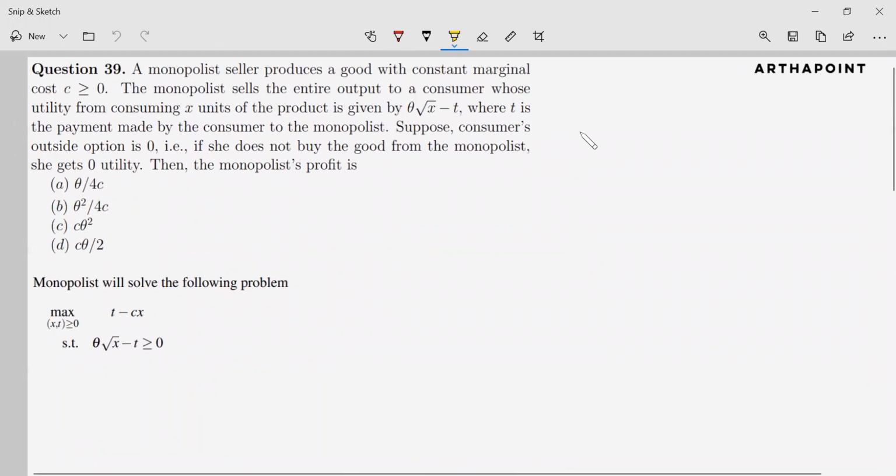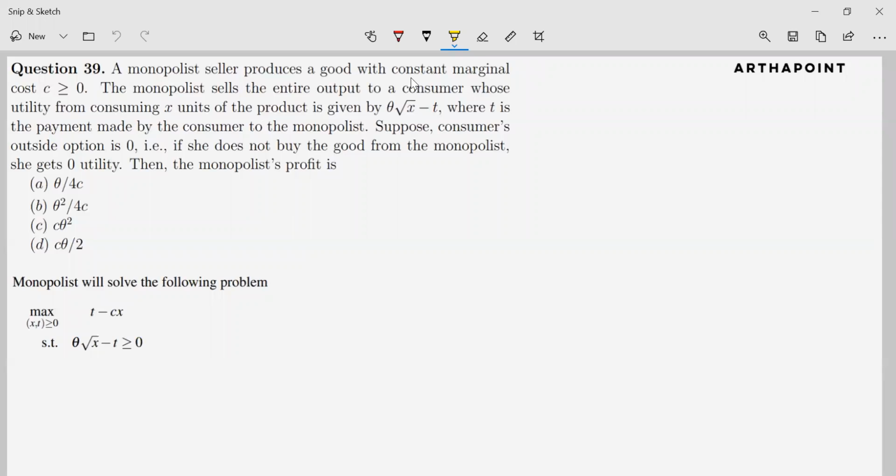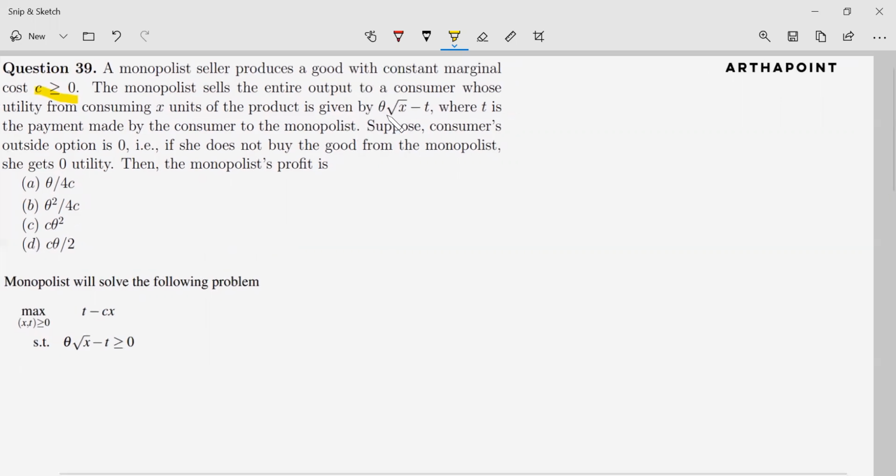So the cost is given to you as C, and the monopolist sells the entire output to the consumer, whose utility from consuming X units is given by this. So this is the utility that he gets from consuming X units.